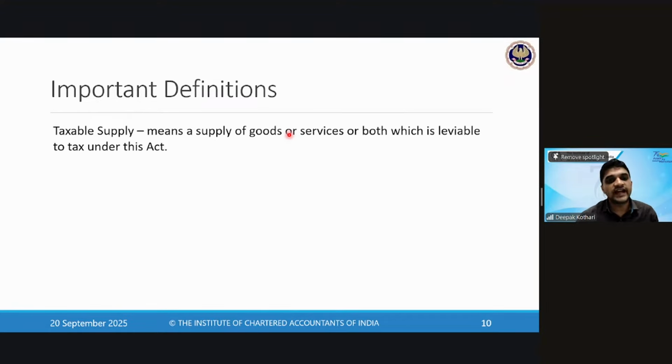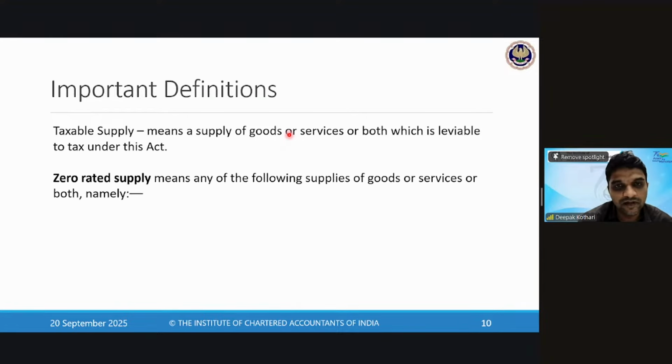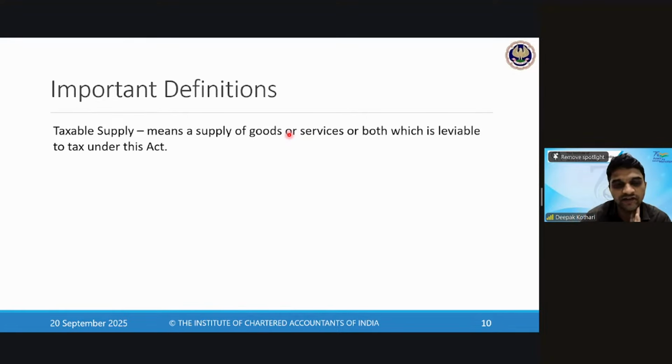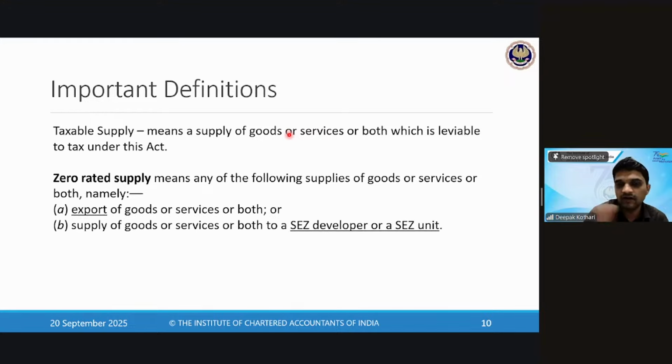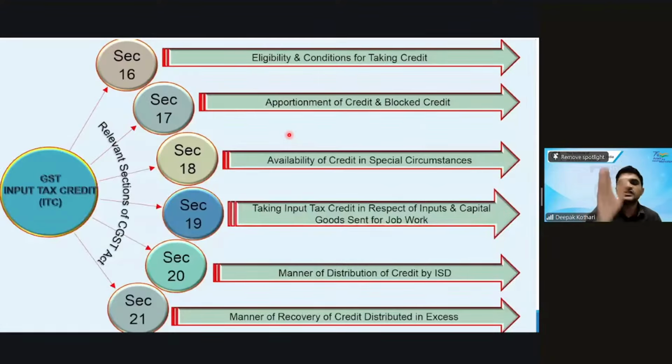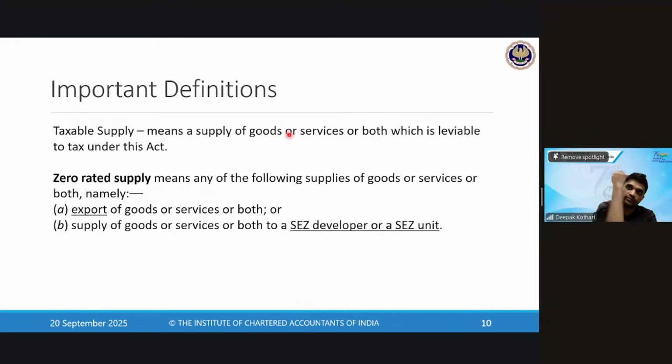Important, another definition is taxable supply, means a supply which is leviable to tax. And that is the simple definition of taxable supply. Zero rated supply, we have already read. Export and supply to SEZ is a zero rated supply. So these are the important definitions: input tax credit, taxable supply, and zero rated supply.